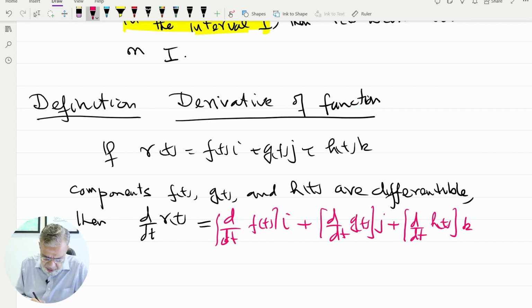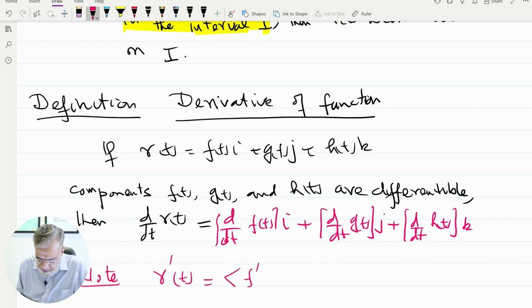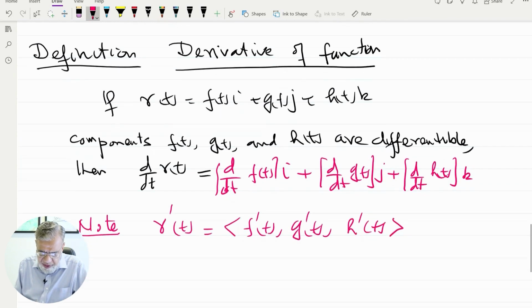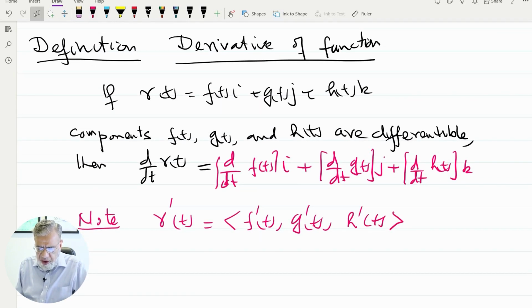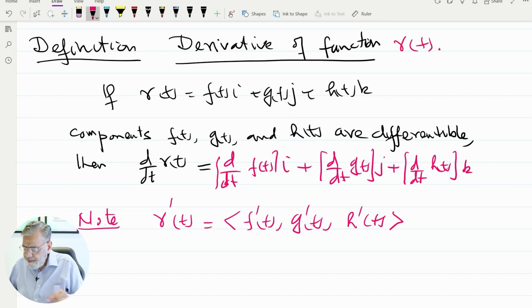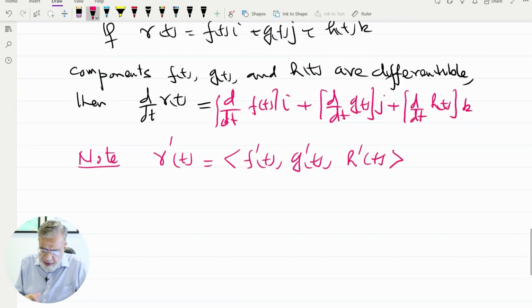We can also take the other notation. We write a dash, which means the derivative, so this is f dash of t, g dash of t and h dash of t. We can use this notation for writing the derivatives. We are using the notation with i, j and k. We can also use the bracket notation. We say r of t, derivative of the function r of t. So we have certain results related to this.